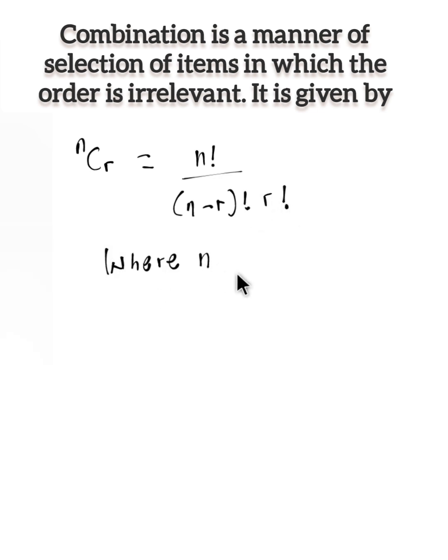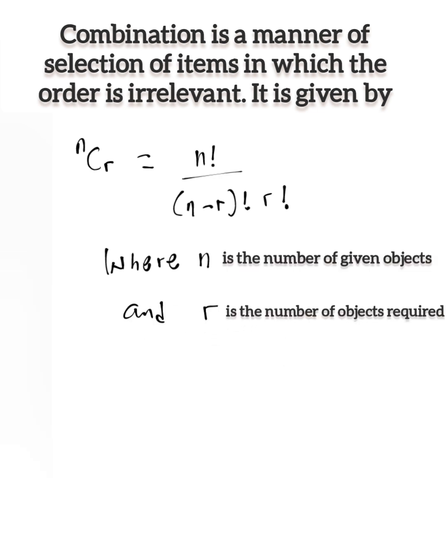Combination. Combination is a manner of selection of items in which the order is irrelevant. Unlike permutation, the order of arrangement in combination does not matter. It is given by nCr = n factorial over (n minus r) factorial times r factorial, where n is the number of given objects and r is the number of objects required.